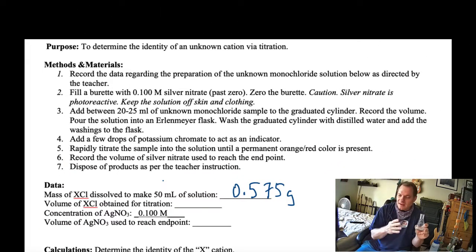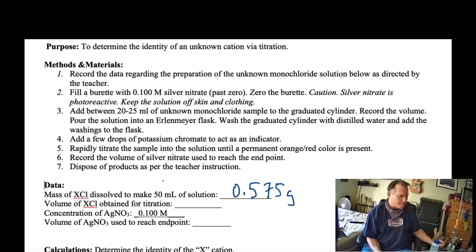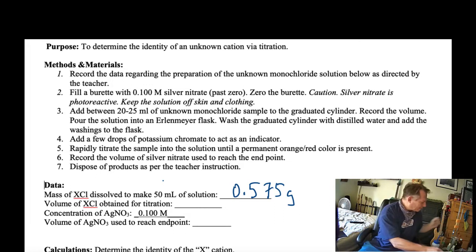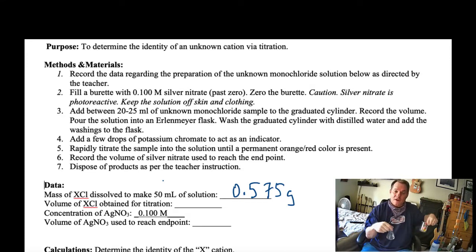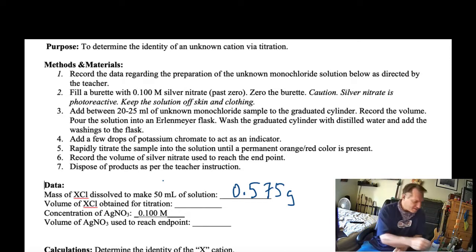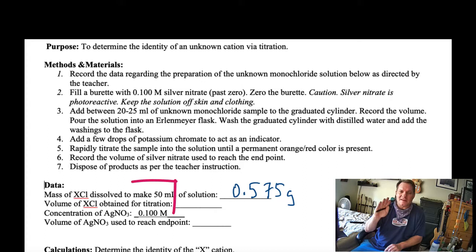All right, I've taken that 0.575 grams of our unknown chloride and dissolved it in water until I created 50 milliliters of solution. By the way, I did not do that in this Erlenmeyer flask. I did that in a graduated cylinder. You don't measure volumes quantitatively with beakers or flasks. These are not designed to read volume. They're just holders. We want things that are graduated more precisely, like graduated cylinders. So my 0.575 grams of my unknown chloride were dissolved in enough water to create 50 milliliters of solution. Ooh, that's important.